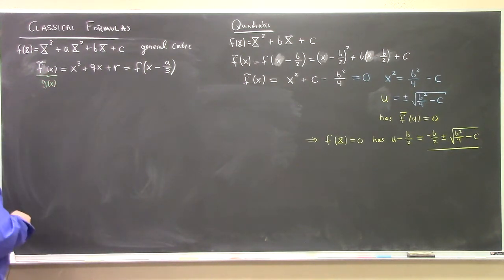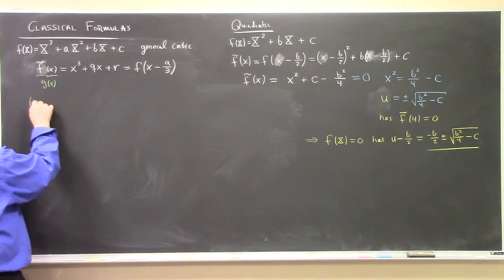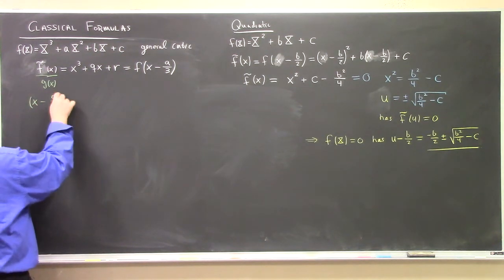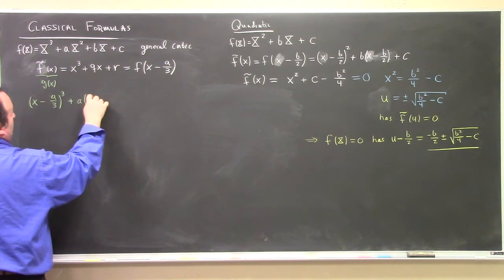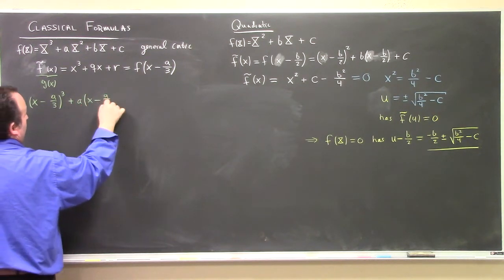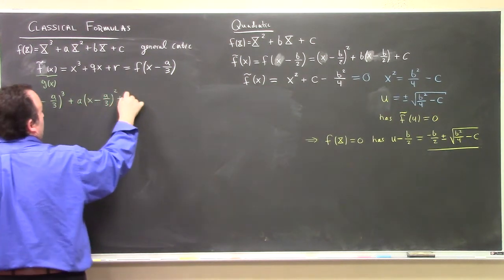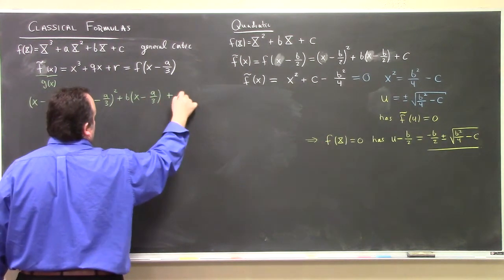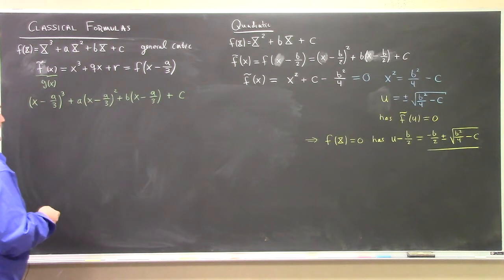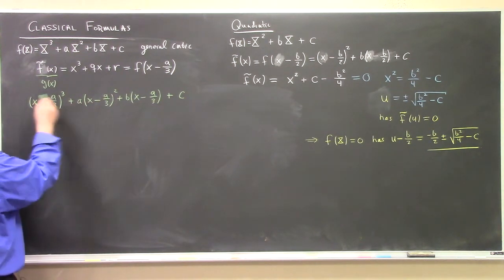Okay. So you can figure out the formulas for q and for r in terms of the original a, b, c. It's a straightforward exercise, right? So we'd have x minus a over 3 cubed plus a times x minus a over 3 squared plus b times x minus a over 3 plus c. That would be g of x, right?